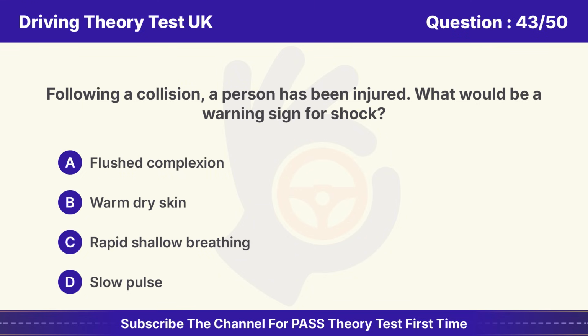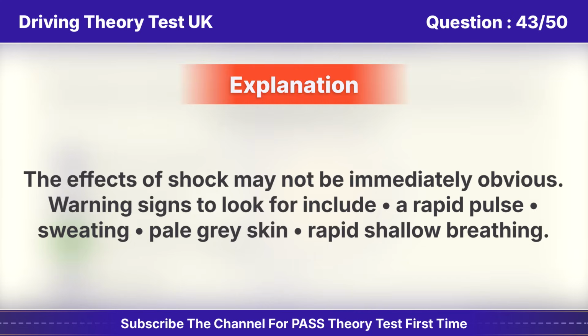Question 43. Following a collision, a person has been injured. What would be a warning sign for shock? Answer is C. Rapid shallow breathing. The effects of shock may not be immediately obvious. Warning signs to look for include a rapid pulse, sweating, pale grey skin, and rapid shallow breathing.